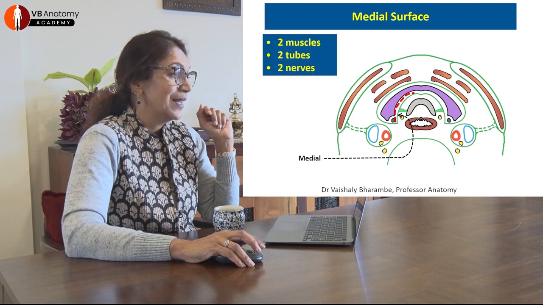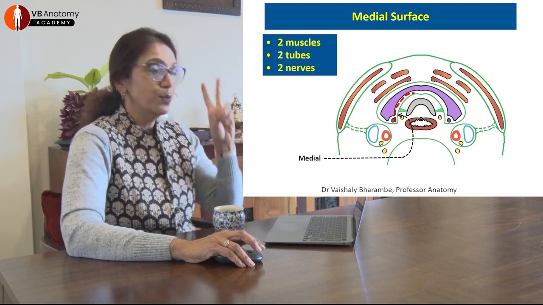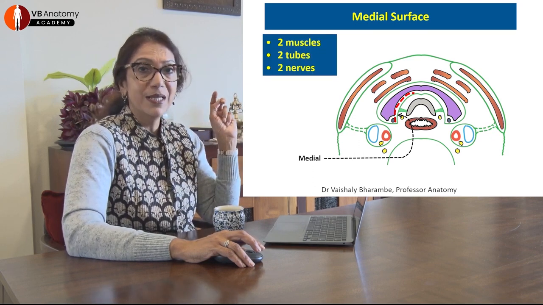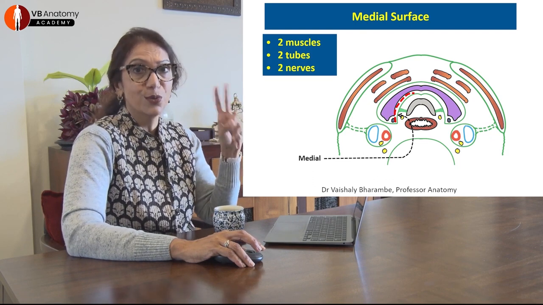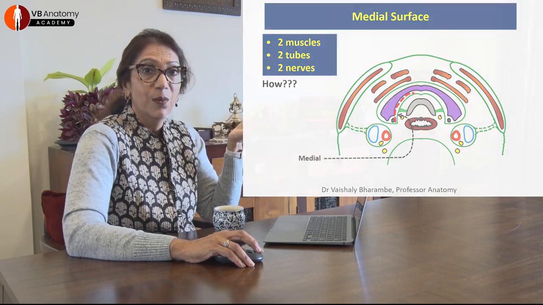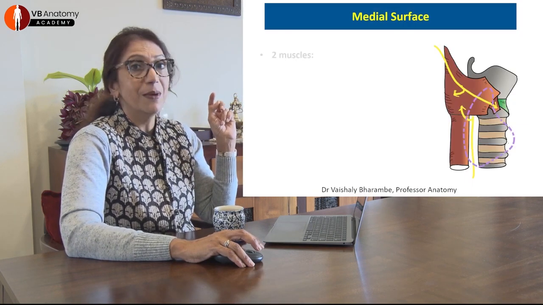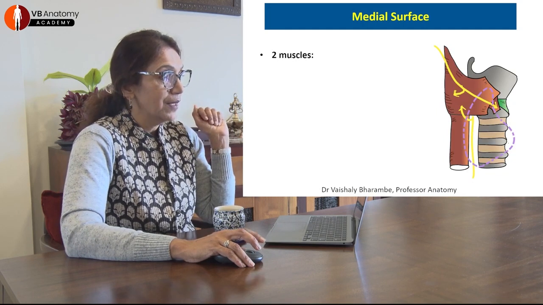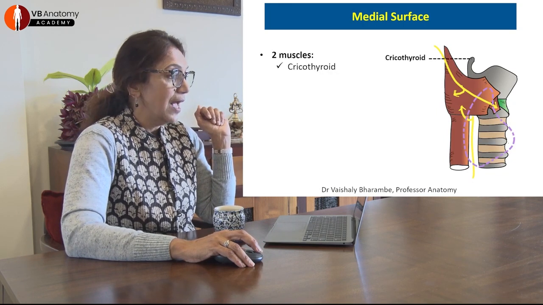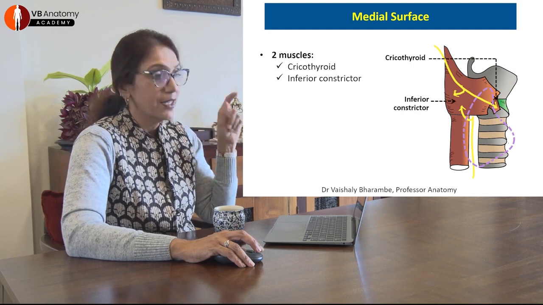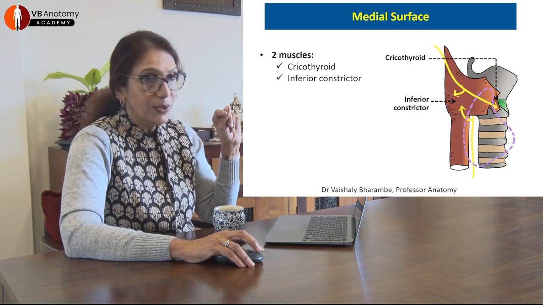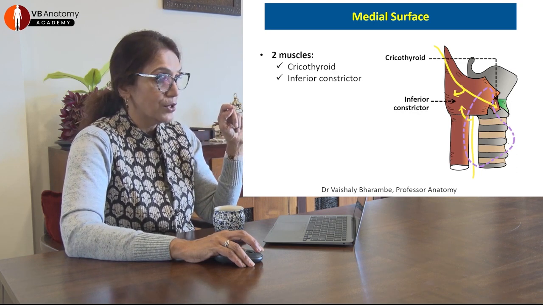Please note: two muscles, two tubes, two nerves. Say it once: two muscles, two tubes, two nerves. How? Let's take a look. Here you are seeing an image. You can see that it's related to two muscles. What are they? Cricothyroid muscle and the inferior constrictor. Can you see both the muscles?